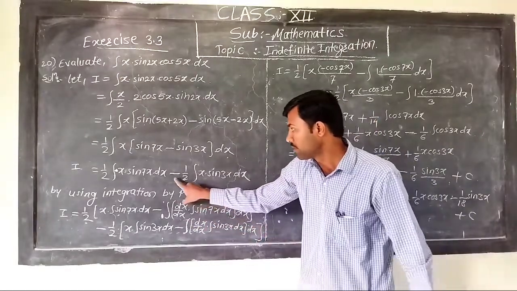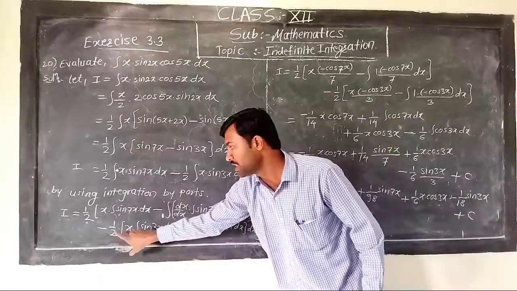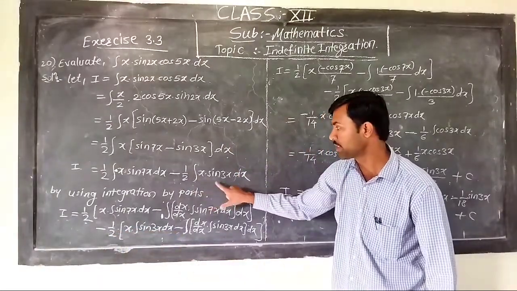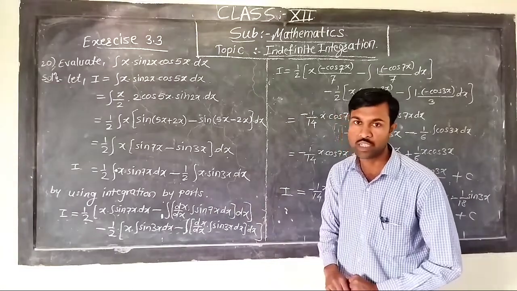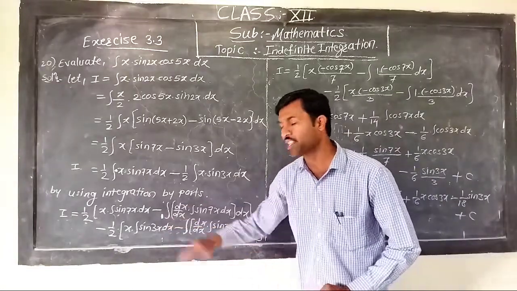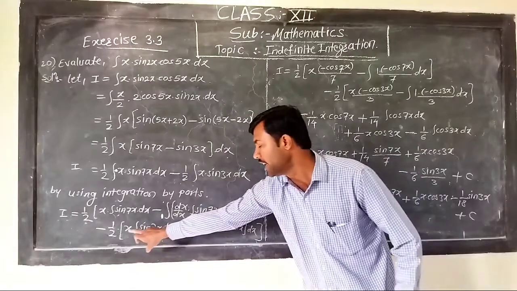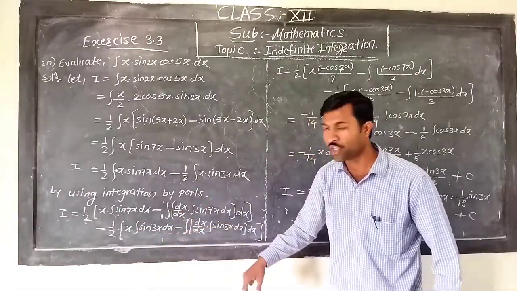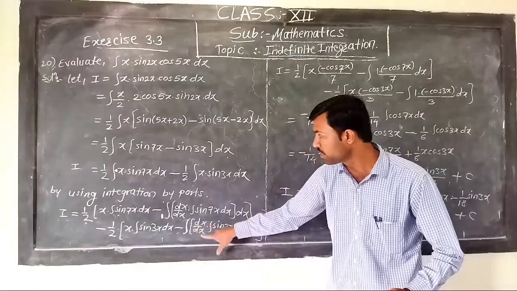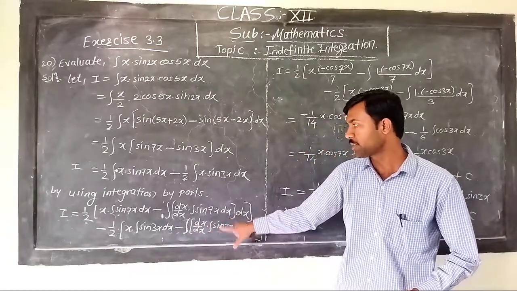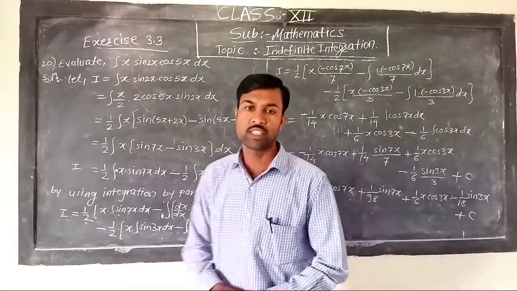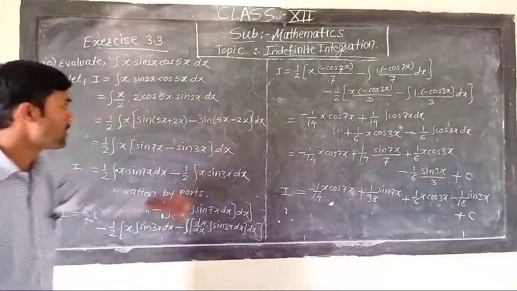Now this term minus 1 by 2 remains as it is into, here is also the same, integration of x into sin 3x into dx. After applying integration by parts, we will get first function x into integration of sin 3x into dx minus integration of derivative of first, that is derivative of x into integration of sin 3x into dx.